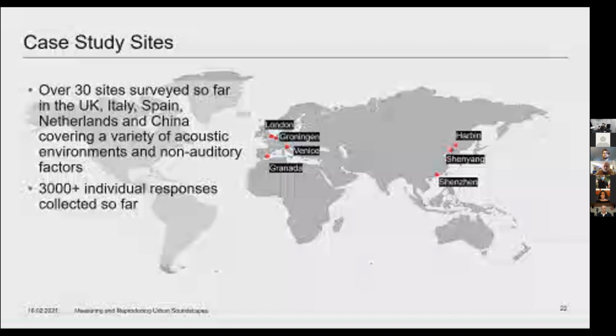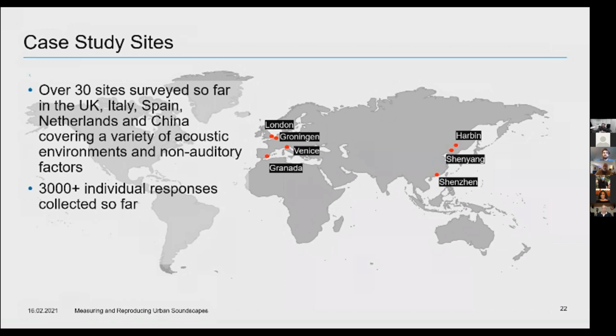So that's actually a little instructional video that we send out to some of our partner groups to demonstrate exactly how we carry out this survey. And so far, we've surveyed 30 different sites, which are different urban public spaces in the UK, Italy, Spain, the Netherlands, and China. We've covered a wide variety of acoustic environments and non-auditory factors. And between those, I think actually we're now above 4,000 individual responses.